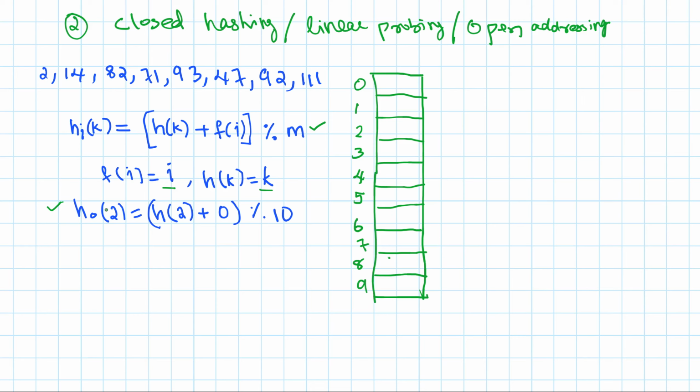Then you are passing the value you need to insert, that is equal to h of 2 plus 0, the 0 because you got the value 0 here, and f of i is i. So h of 2 is 2 plus 0 modulo 10. So this will be giving you the value 2. So this number 2 should go to the index 2. So we are inserting the value 2 at index 2.